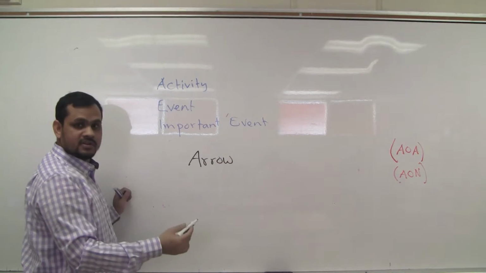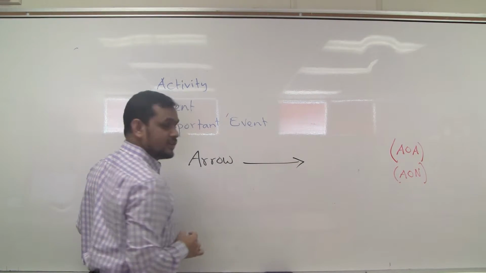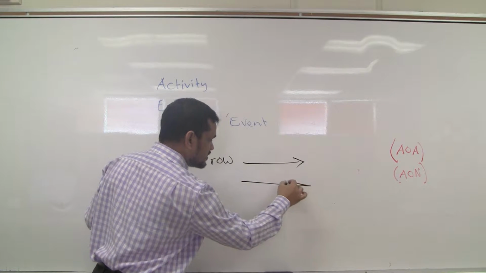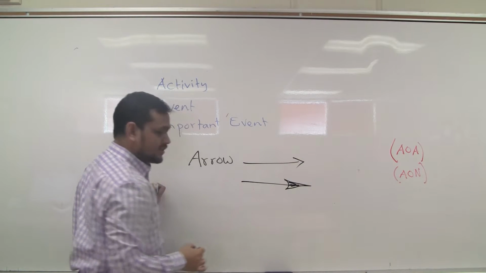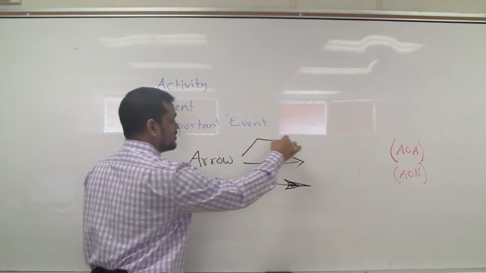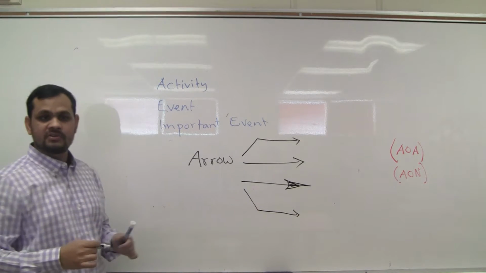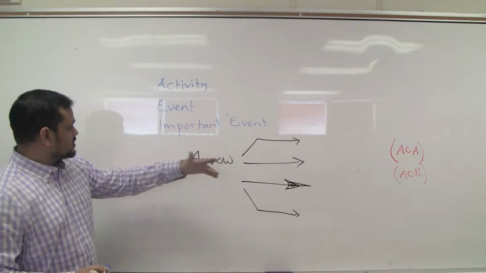Done. Other thing you should know, arrow. What is arrow? Like this. Sometimes we draw this way. Yes. This is also arrow. Different ways we draw it. So it is very simple.